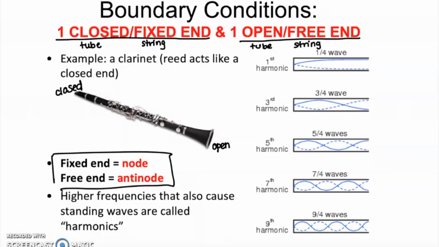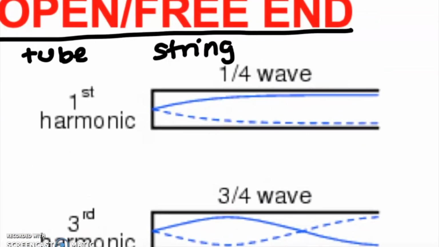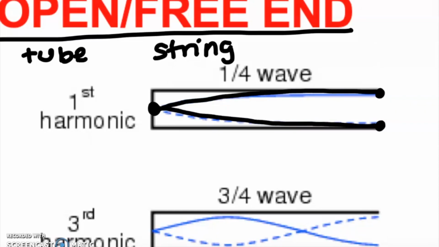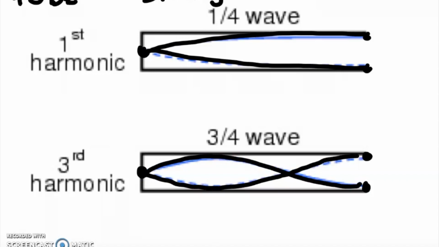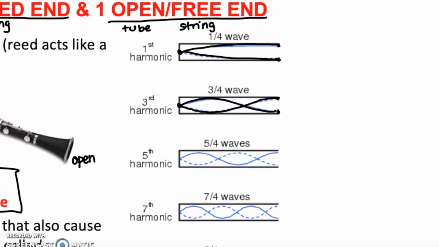So let's take a look at the harmonics. Zooming in on the first harmonic, or the fundamental, I'm going to put a node on my fixed end and an antinode on my free end. And then I'm going to connect it with as few humps as possible. So here is my first harmonic. Jumping up to the next harmonic, again, I start with my node and my antinode, but this time I'm going to introduce just one more bump in between the two. And so on for each of the harmonics here.